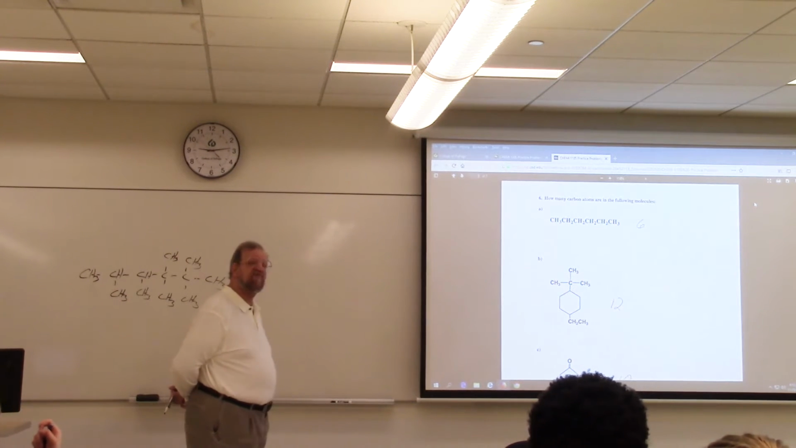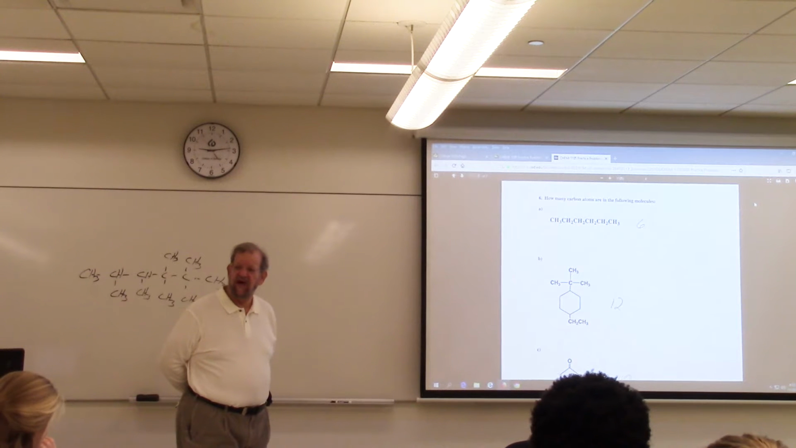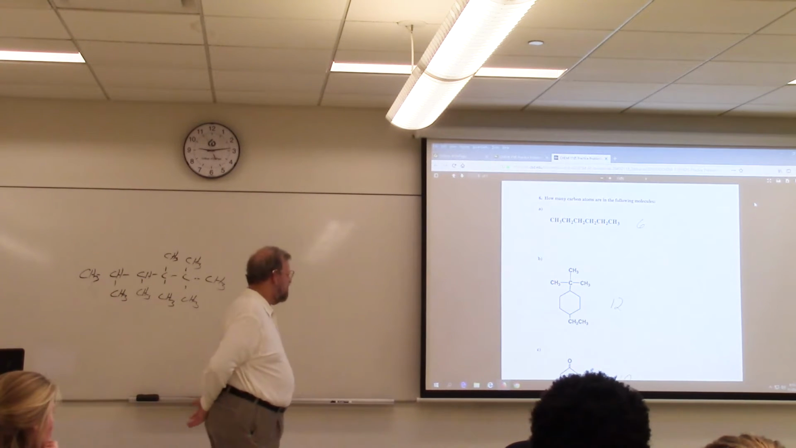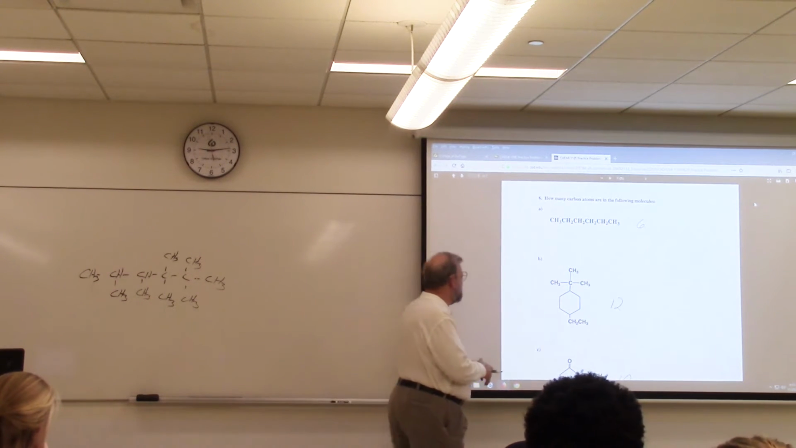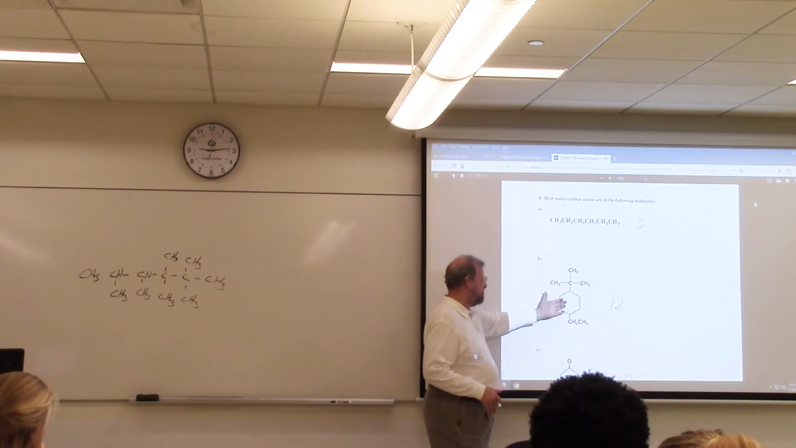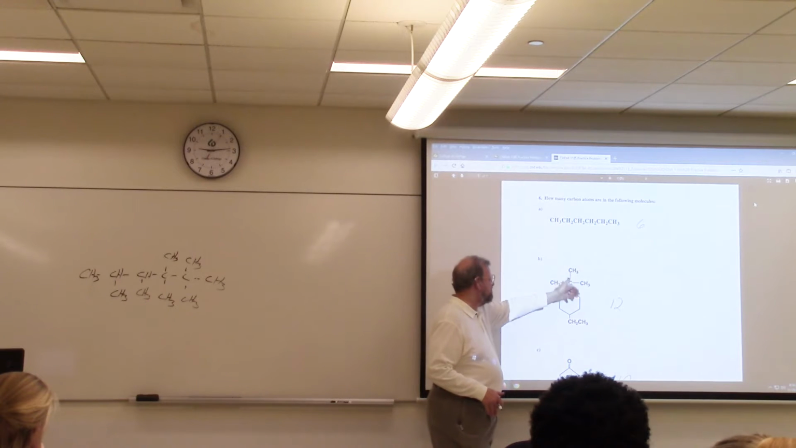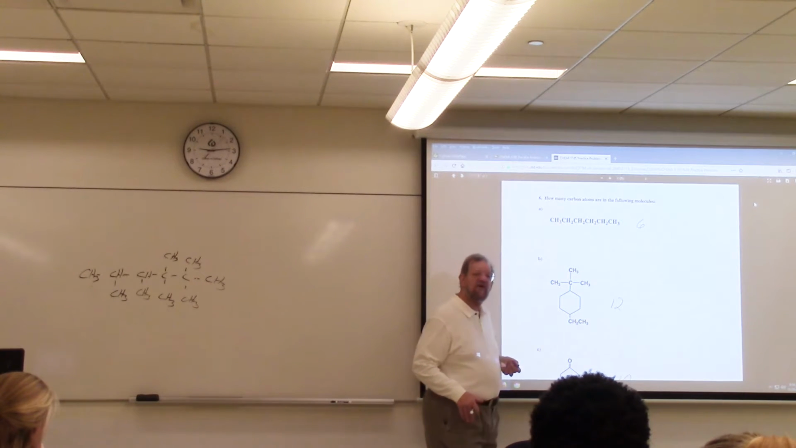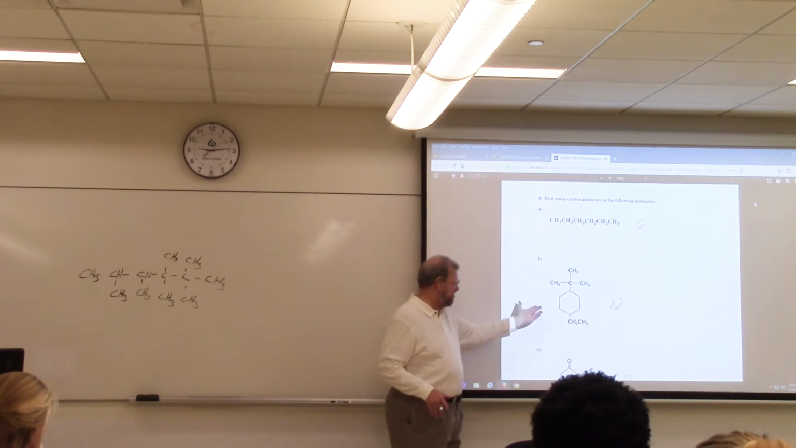And if you notice, the first one is 6. Now, B, for a ring, every bend in a line is a carbon. Therefore, how many carbons are in this molecule? 1, 2, 3, 4, 5, 6 from the ring. 1, 2, 3, 4, 10, plus 2 more is 12 carbons in this molecule.